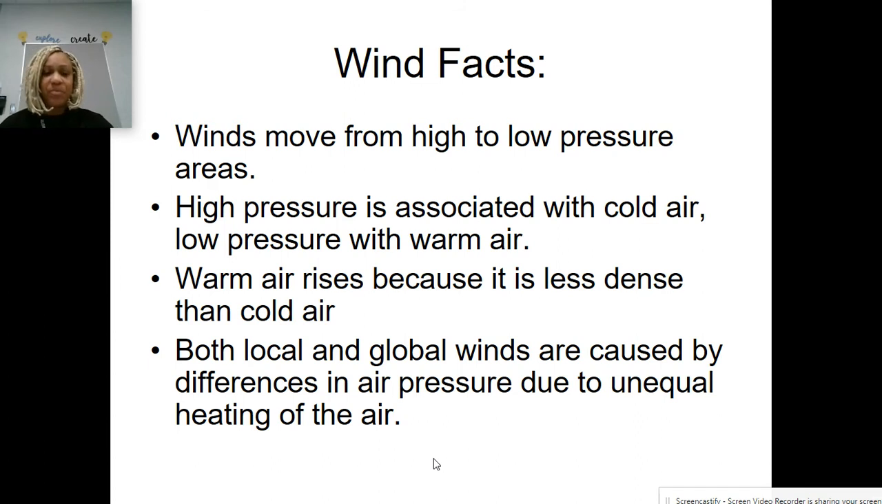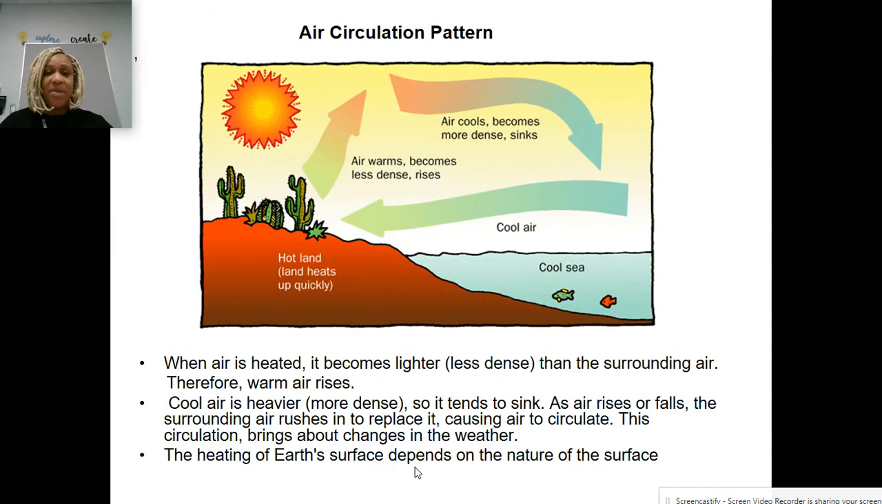All right. Warm air rises because it is less dense than cold air. Both local and global winds are caused by differences in air pressure due to unequal heating of the air. Air circulation patterns: air cools, becomes more dense, and it sinks. Notice how I'm saying just about the same thing over and over again, so I'm hoping you're writing this down and understanding that this is very important, right? Air warms, becomes less dense, and it rises.